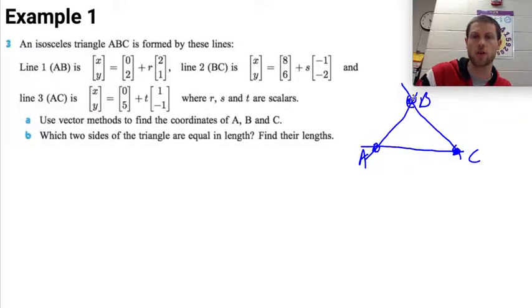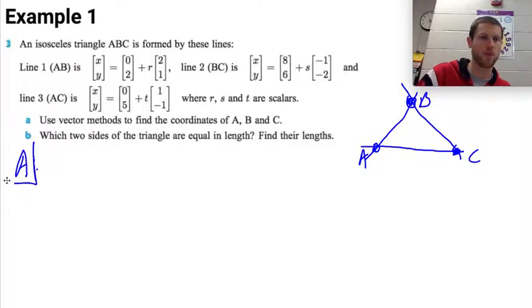And I know what the equations are of all of these lines, and I want to find where coordinates A and B and C are using vector methods. So that's basically what we did before. I have to find when the position vectors are going to equal the same thing. So let's break this down into its parts. First, let's find point A.